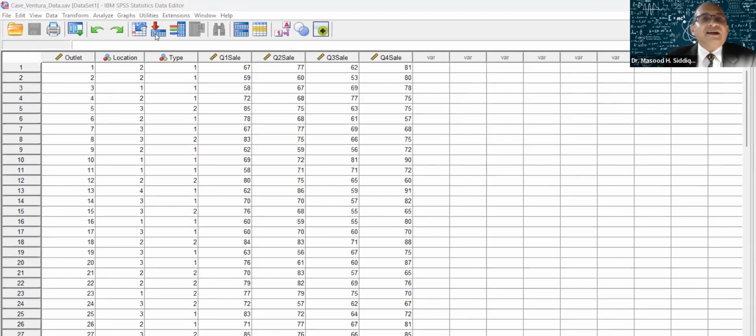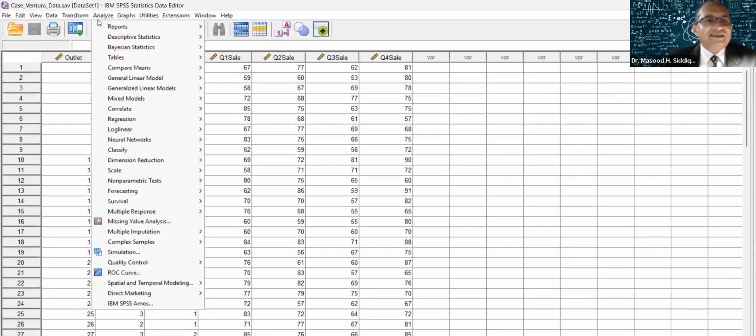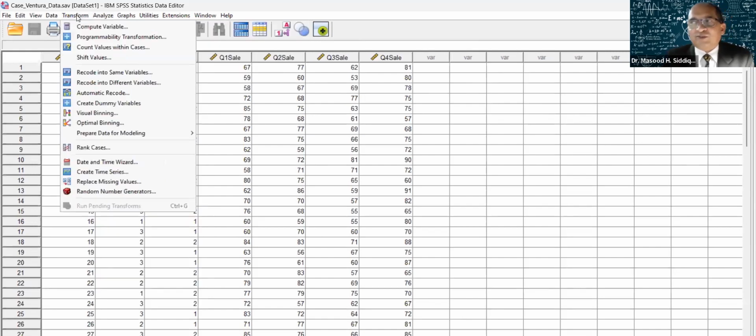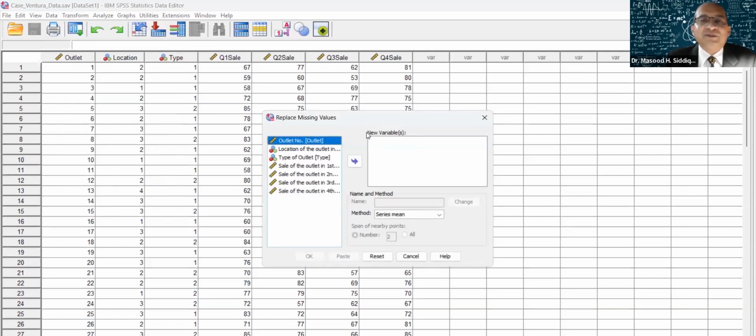Now, we normally use this drop menu, that is Analyze, right? That contains all the tools. But there is one more option, that is Transform, that can be used for data processing purposes. Like if we have missing observations, right? And we want to do missing value imputation, we can take the function Replace Missing Values. Suppose missing values are there in the sales data in the fourth quarter, right? So I will take that.